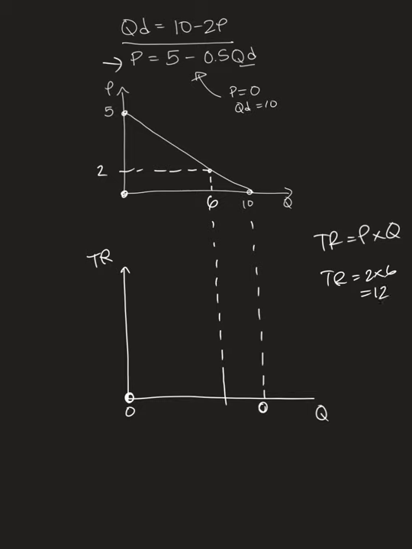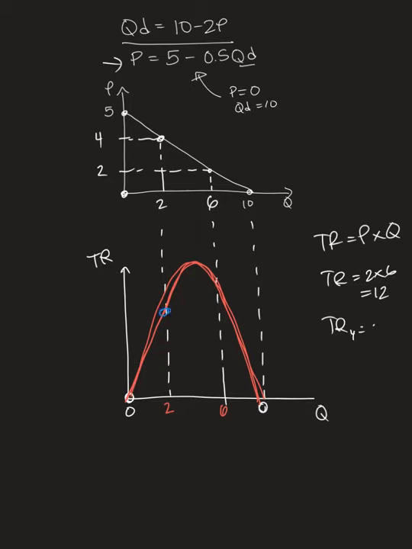Now, what about if the price was $4, for example? What's our total revenue in that case? So at $4, when we plug that into our demand equation, the quantity demanded is equal to 2. So what is the total revenue at that point? So total revenue at $4 is, okay, so once again, here's our total revenue of 8 units. Here's our total revenue of 12.